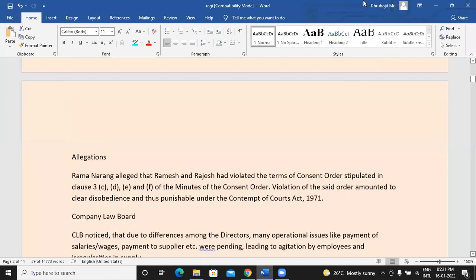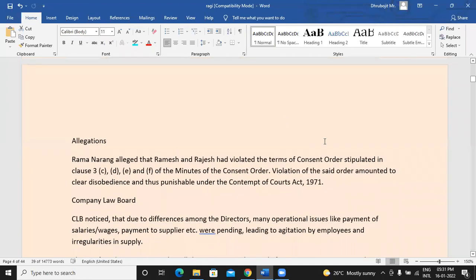Now, what were the allegations in this particular case is that the father said that the sons had violated terms of consent order. So what is consent order?